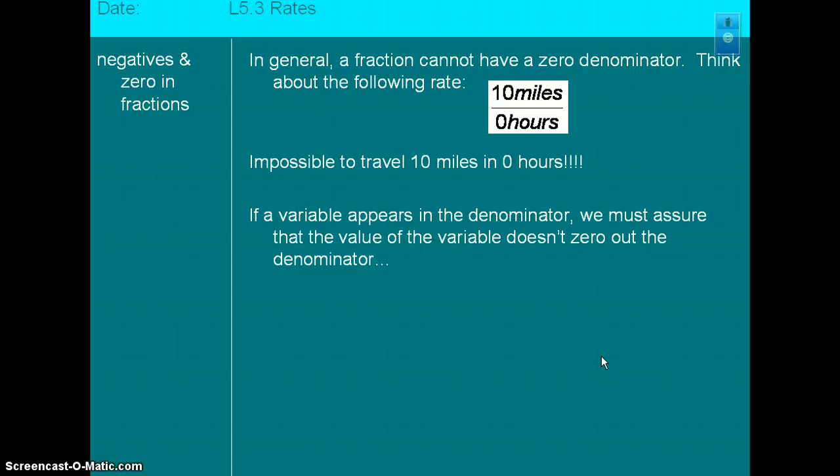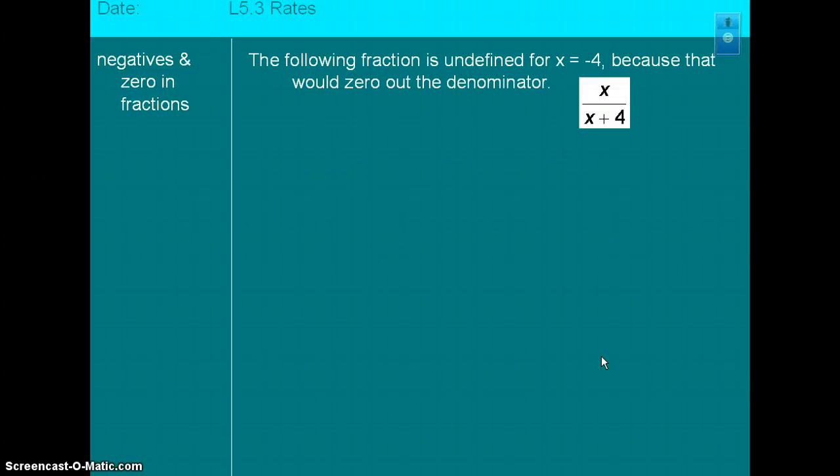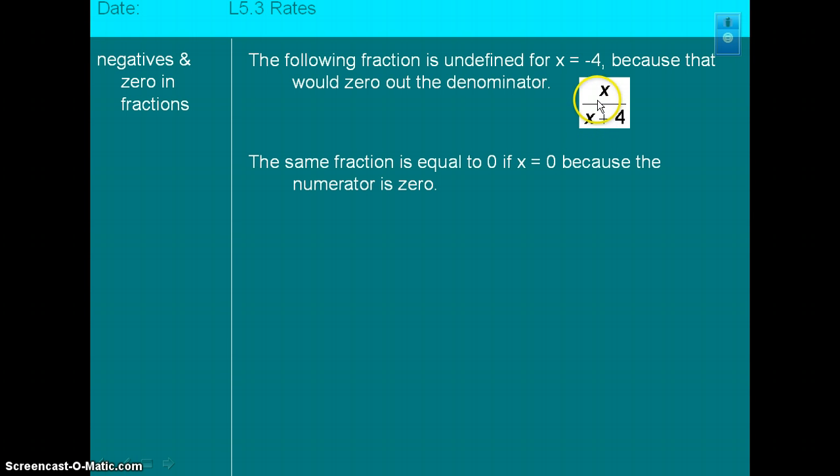If a variable appears in the denominator, we must assure that the value of the variable doesn't zero out the denominator. For example, the following fraction, this one right here, is undefined if x equals -4. Because if x was equal to -4, our denominator would become 0. -4 plus 4 is 0. The same fraction, this one right here, equals 0 if x is equal to 0. If our numerator is 0, that would just indicate that the value of the fraction is 0. So a numerator 0 is okay. A denominator 0 is not okay.